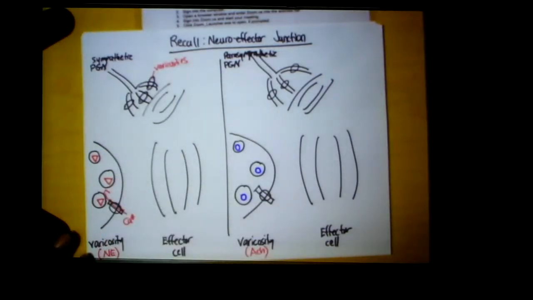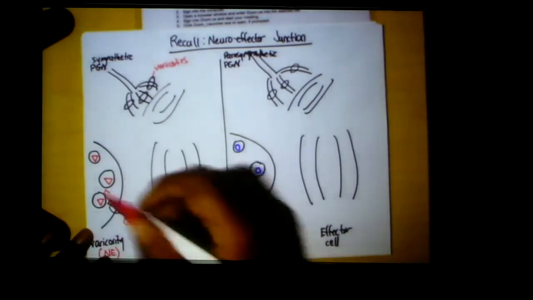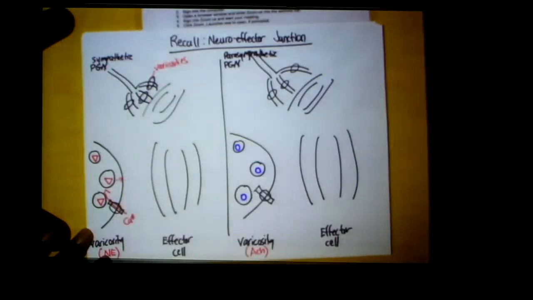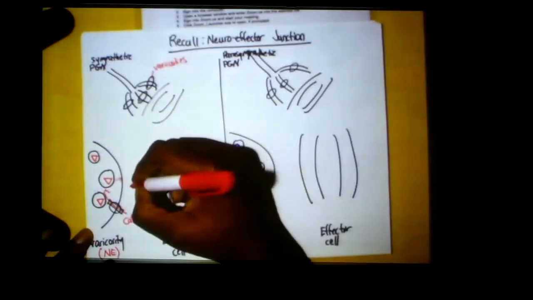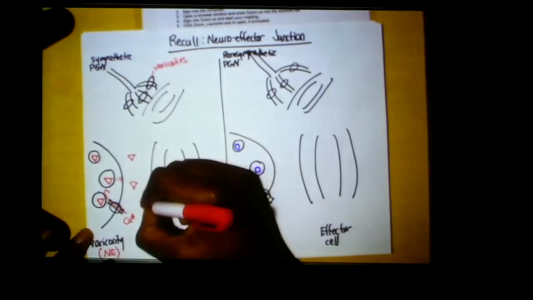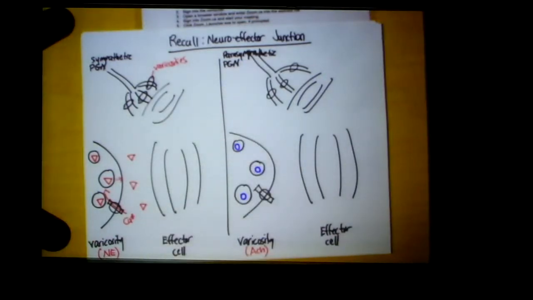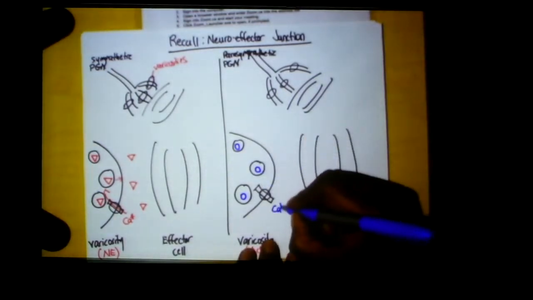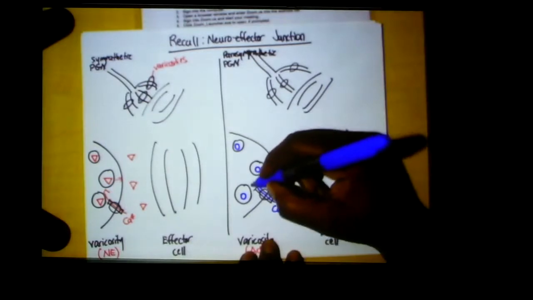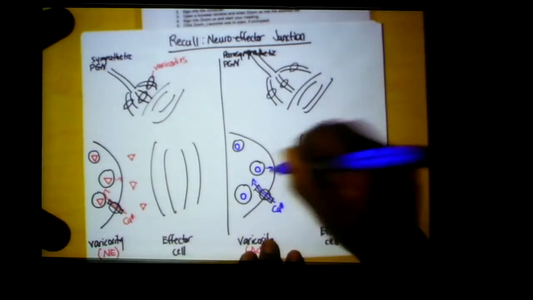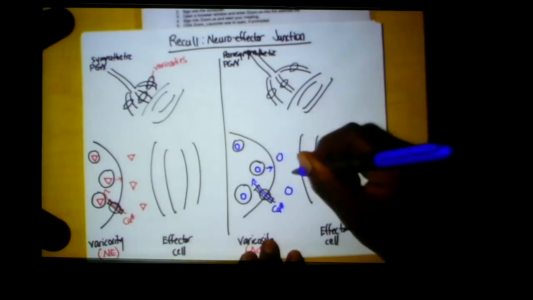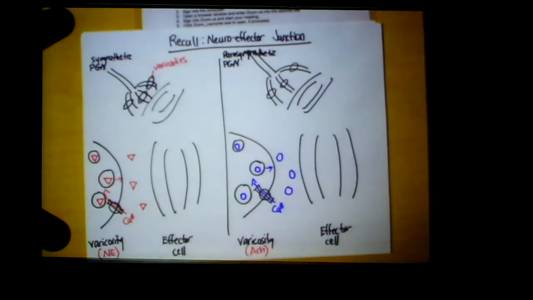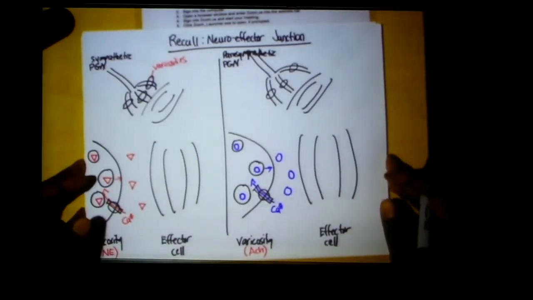These voltage-gated calcium channels allow calcium to move into the varicosity. I hope everyone's following me. Calcium moves into the varicosity, and that results in exocytosis. So we have this vesicle docking on the membrane and then emptying its contents into the synaptic cleft. Likewise, on the parasympathetic side, the events are just the same. Calcium rushes into this varicosity, and that triggers exocytosis such that we dump all of our neurotransmitter into the synaptic cleft.